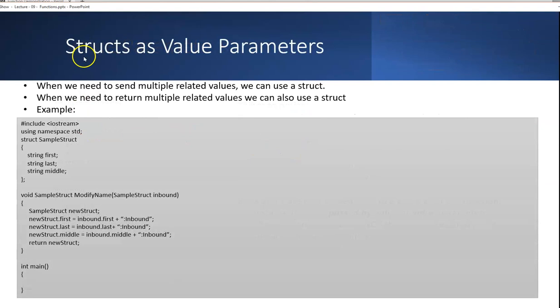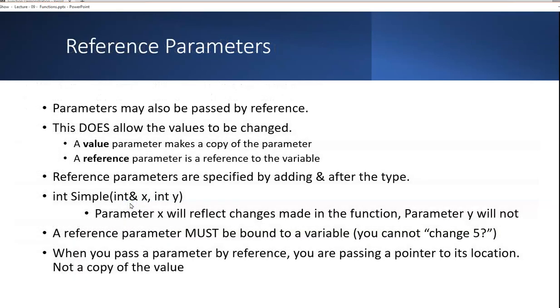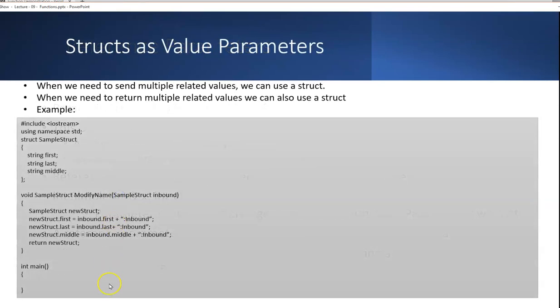Structs can be passed in as value parameters when we want to send in multiple related values. If we took our address example from the prior example, we could pass it in, and we would have the same issue though. This won't work because it should be that void shouldn't be there. Sorry. We create a new struct and we modify the first and return it backwards. Okay. So let's take an example of that.